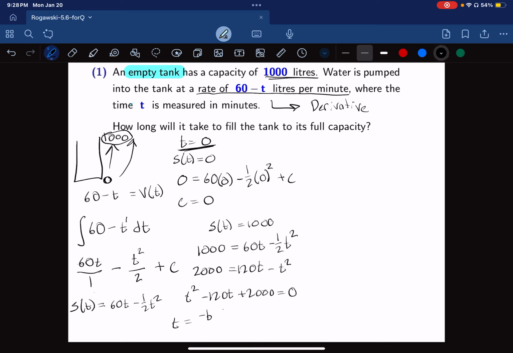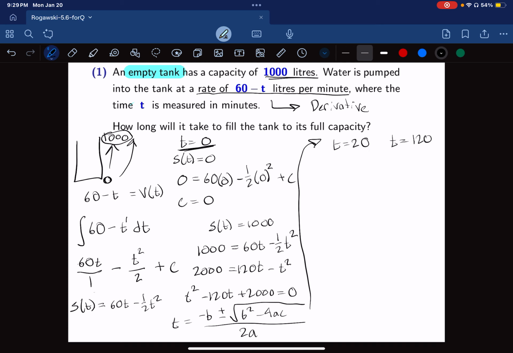Now, I'm going to let you guys do this at home because I don't have a calculator on me currently, but I will write down this equation for you. Quadratic formula is something that is very, very nice to know, so I always recommend you completely memorize this one. Now, once you do this, you end up with two potential values. You should end up with t equals 20 and t equals 120.